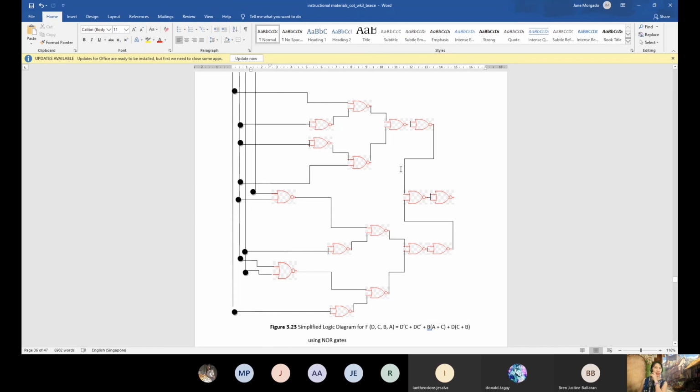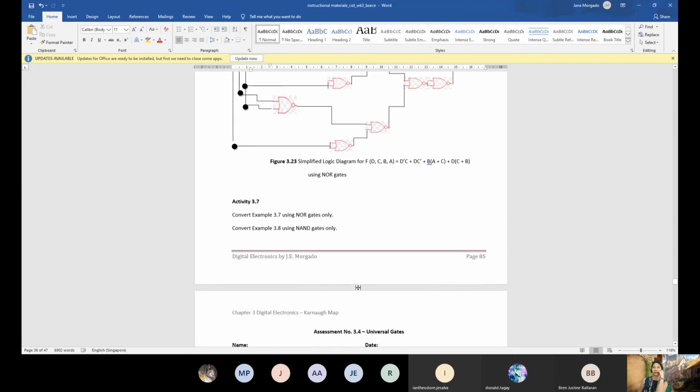So 16 gates. How many ICs would you need to buy? Again, you have quad gates, so you need to buy how many ICs? Okay, 4 ICs, no? Okay, 4 ICs. Question.